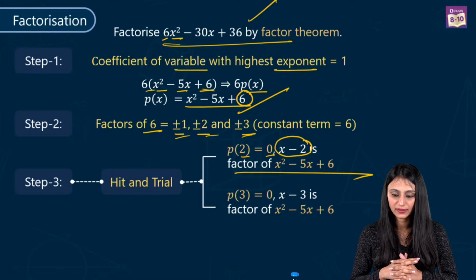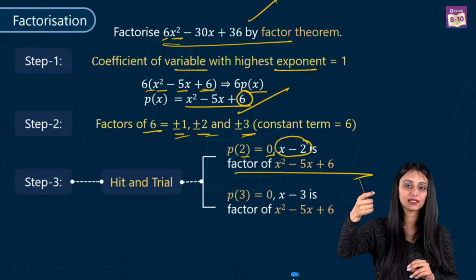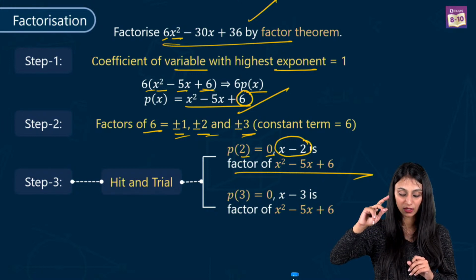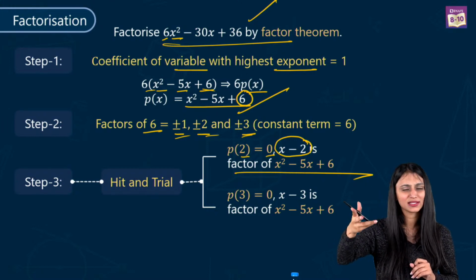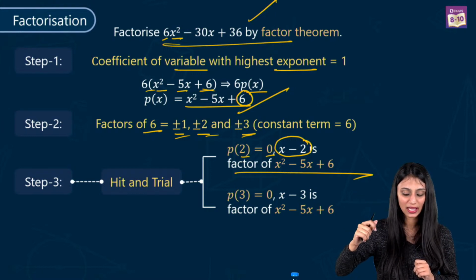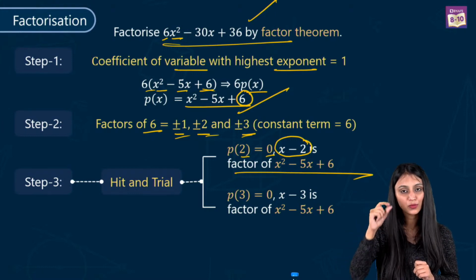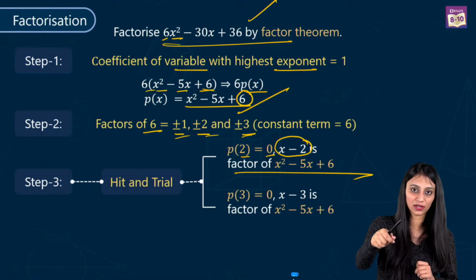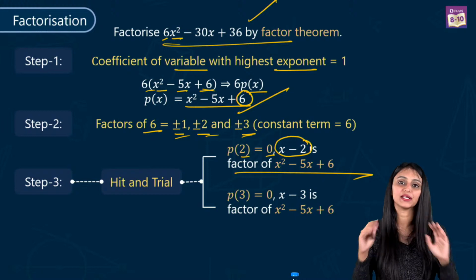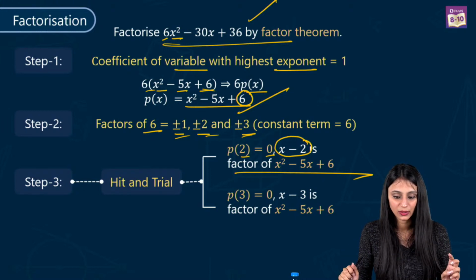How to verify that these are the correct factors in middle term splitting? Put the values again. Let's suppose in the previous question we got minus 2 and 2 and plus 4. Whatever values we have, put that value of x again in the given expression, and if you get the value as 0, that means your factors were correct.